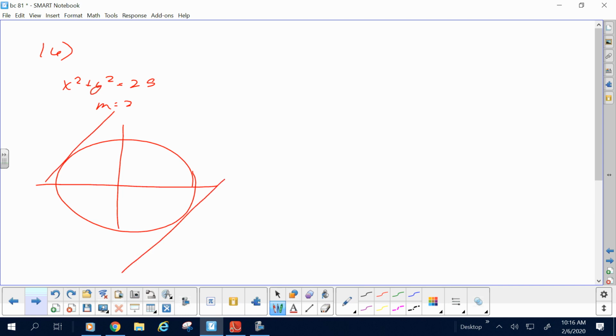Seems like there should be 2 places to find, but here we go. How do we find slope? The derivative will be equal to... So find dy/dx equal to 2.